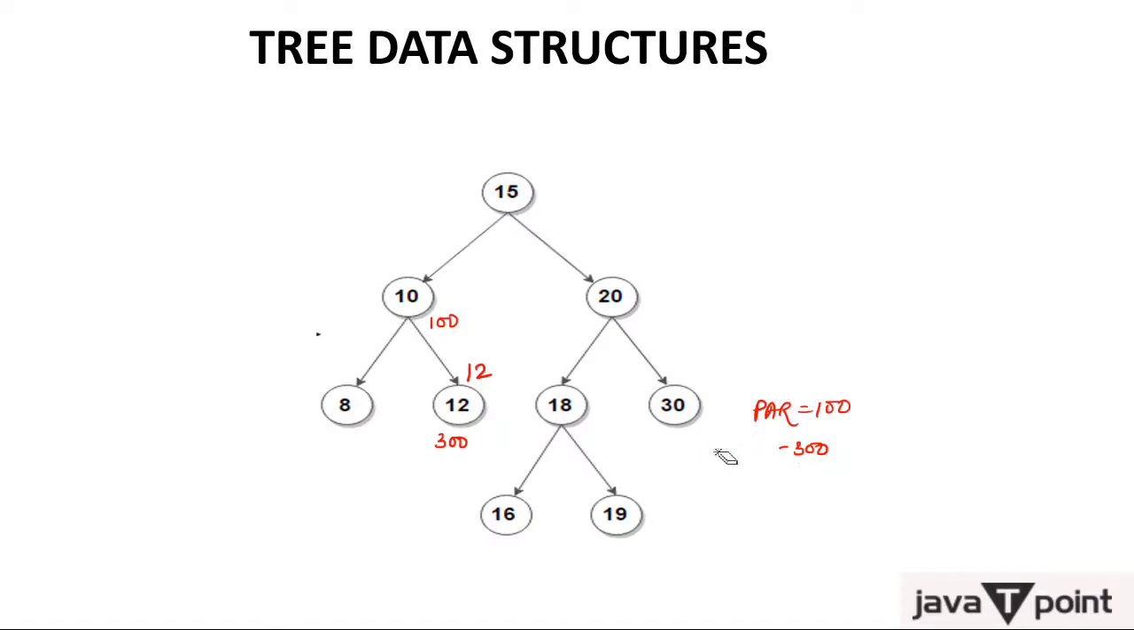Fine. Okay, let me take one more example for you. The next example is, suppose you want to search a node which is not existing. Suppose you want to search whether 13 is there in this BST.